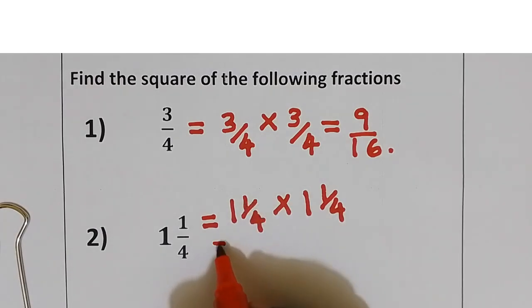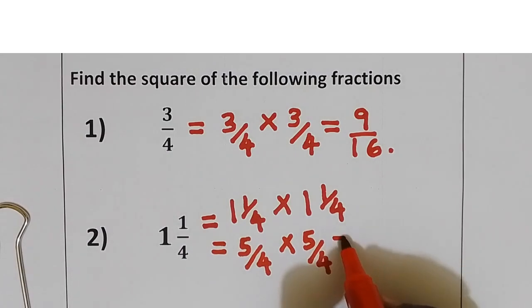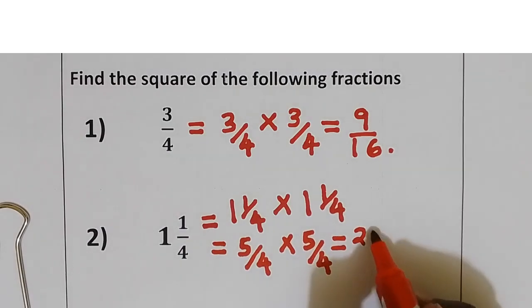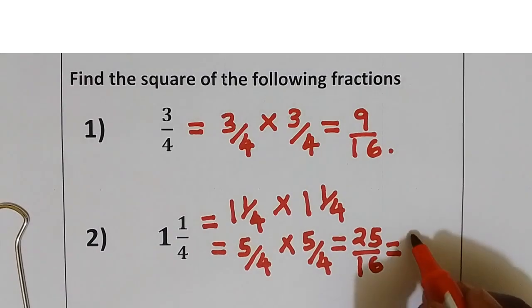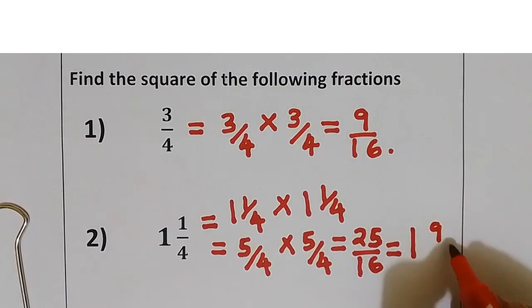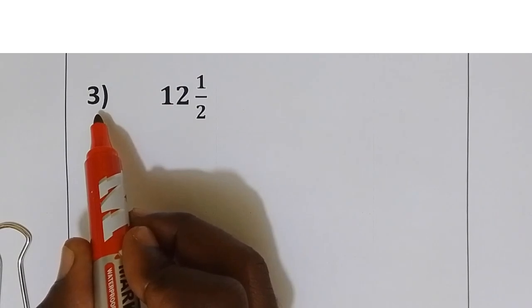So this is equal to 5 over 4 multiplied by 5 over 4, which will give us 25 over 16. This is an improper fraction. I'll change it into a mixed number, which will give us 1 and 9 over 16. Let us finish the last question, question number 3.